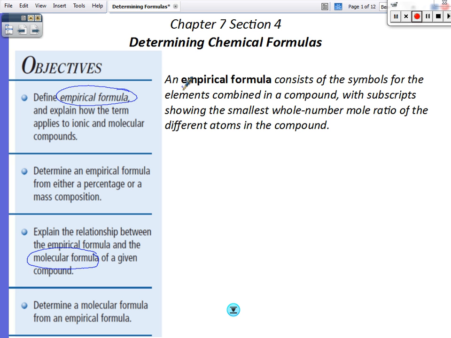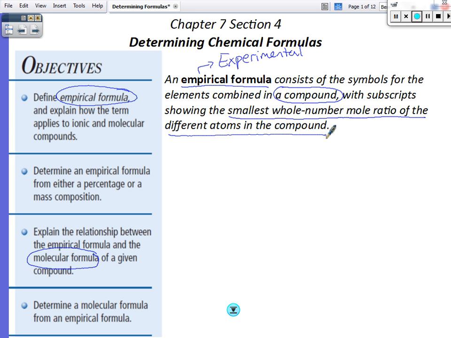To start off with empirical formula, just for knowledge, empirical essentially means experimental. So your empirical formula is coming from your experiment. And what the empirical formula tells you is, in one compound, the smallest whole number mole ratio of the atoms in that compound. So one compound, what's the smallest ratio of the atoms in that compound?